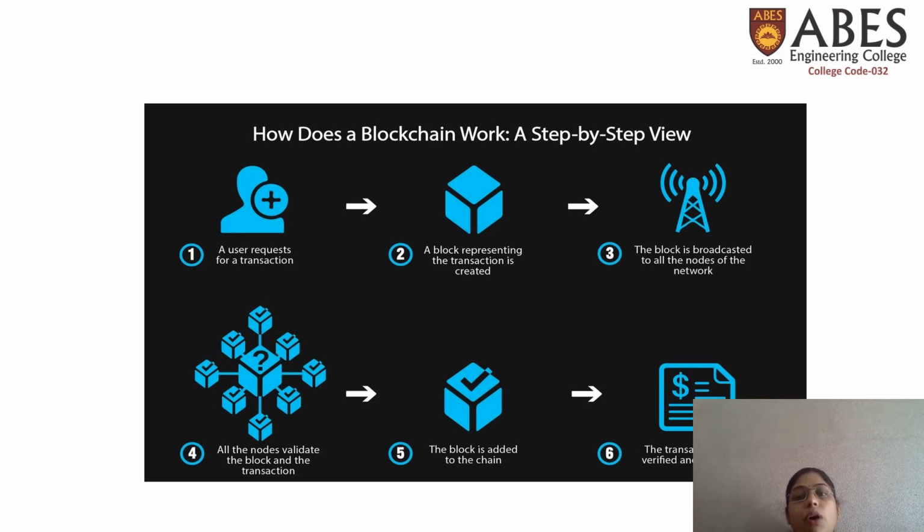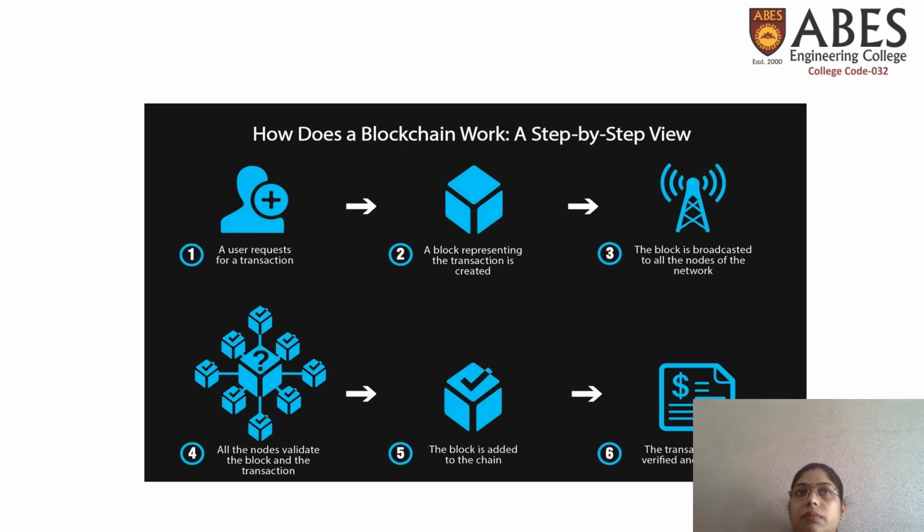So how does this blockchain work? Here is a step by step description of the blockchain. A user requests a transaction, and a block representing the transaction is created, right? So in the first step, I request some transaction. That means I am going to request to buy a particular car. So a block will be created on my behalf stating that I am requesting to buy a car. The block is broadcasted to all the nodes in the network.